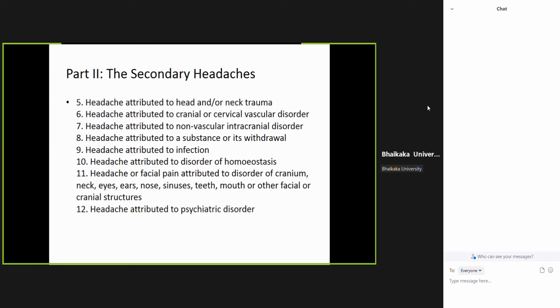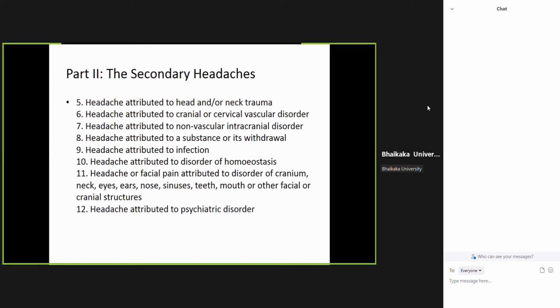Whenever a patient takes a lot of alcohol, they will develop headache, which we commonly know as hangover headache, which occurs the next day morning. Sometimes withdrawal of the alcohol will also cause headache. Headache attributed to infection, including meningitis and encephalitis, intracerebral abscess, tuberculosis. Headache attributed to disorders related to cranium, eyes, nose, ears, sinuses, teeth, mouth, and other structures.